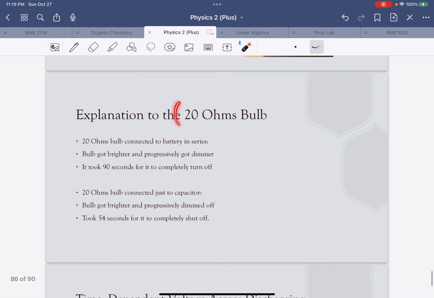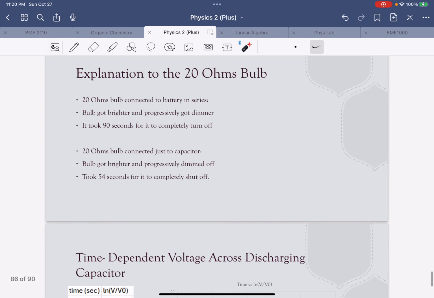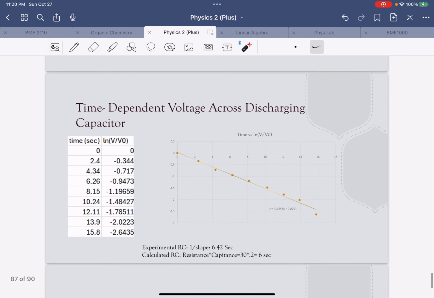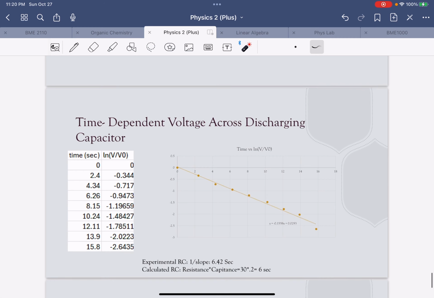So the explanation for the 20 ohm bulb is kind of the same, just that it took longer for it to completely turn off when it's connected to battery to bulb and capacitor, but if it was only connected to capacitor, it took a shorter time. So this is our time dependence across a discharging capacitor for 30 ohms.